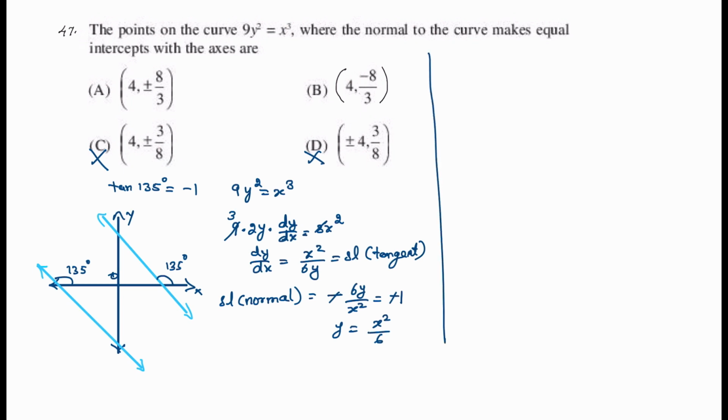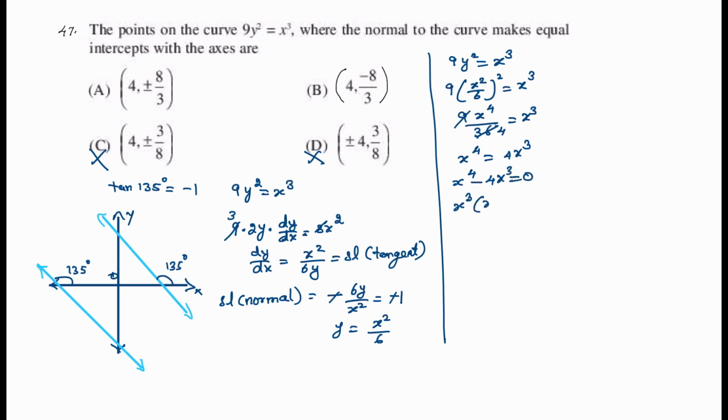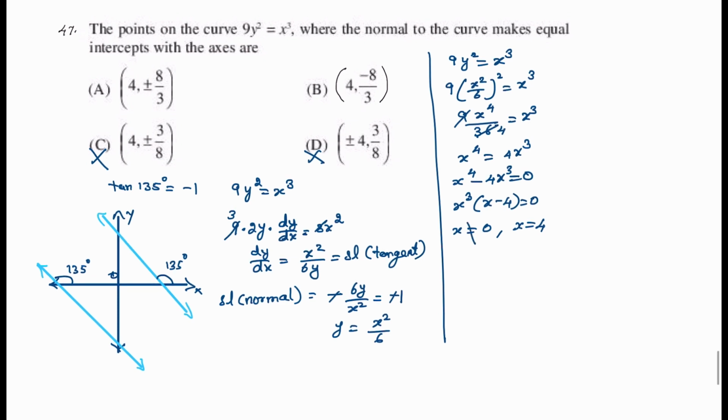Let us substitute this y in the curve equation. 9y square equals x cube. 9 times x square upon 6, the whole square, equal to x cube. 9x raised to 4 upon 36 is x cube. X power 4 is 4x cube. X power 4 minus 4x cube is 0. X cube times x minus 4 is 0. By solving this equation, we get x equal to 0 as one answer and x equal to 4 is the other answer. For this question, x cannot be 0.